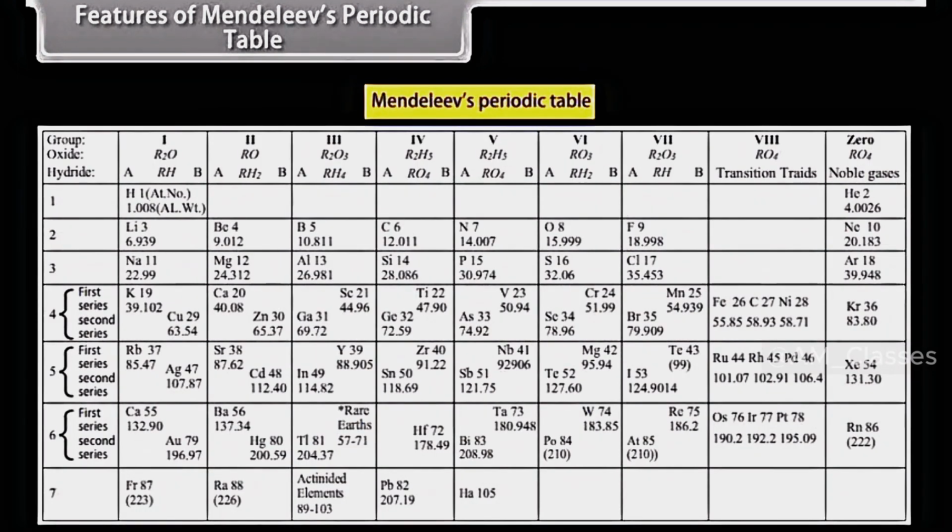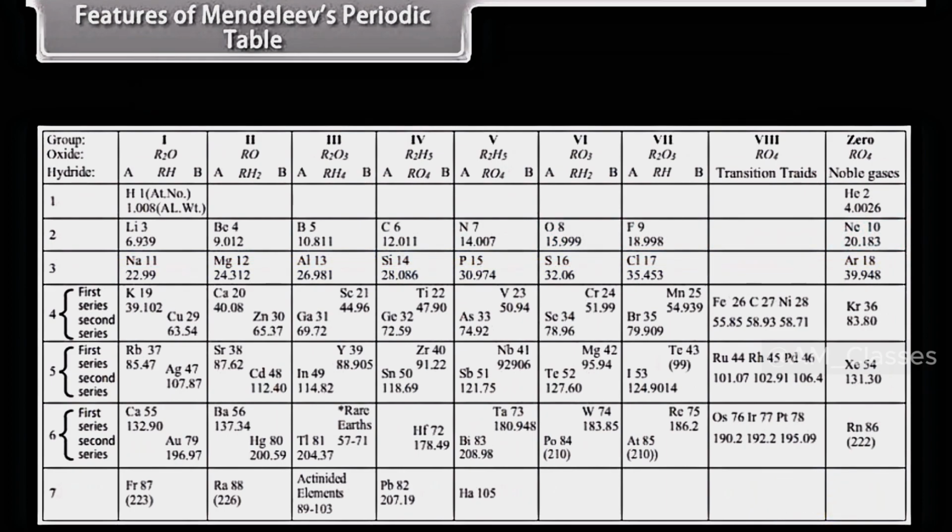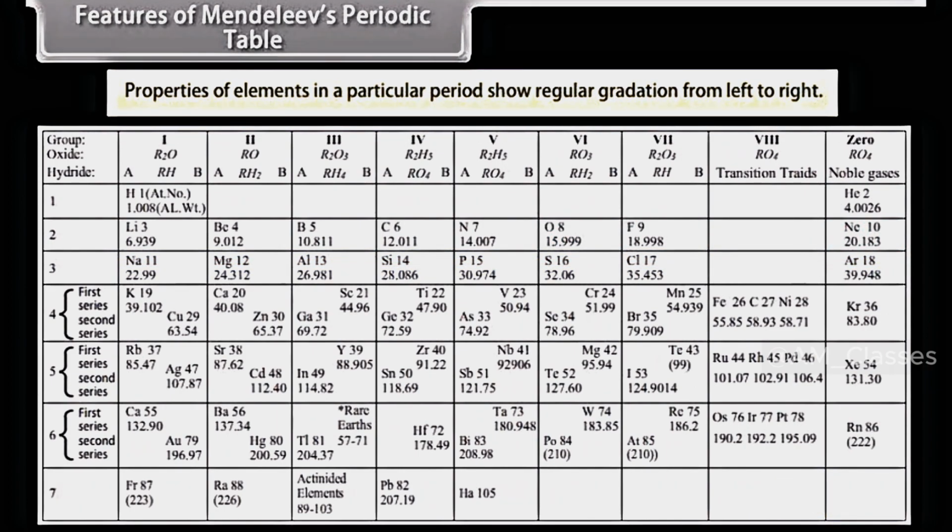Features of Mendeleev's periodic table. Mendeleev's periodic table has the following features. The horizontal rows represented in the periodic table are called periods. There are 7 periods in the periodic table, numbered from 1 to 7. Properties of elements in a particular period show regular gradation from left to right.